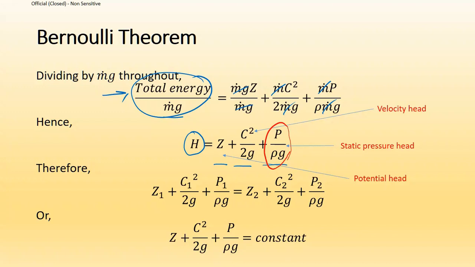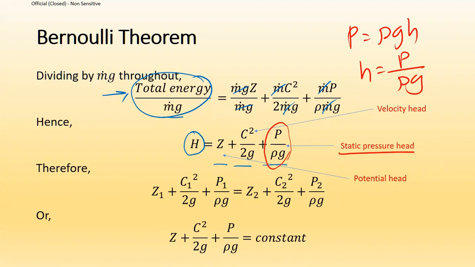P over rho g. Remember, P was rho g h, so h was P over rho g. So in chapter 3, what we actually studied is something called a static pressure head, because if you recall in chapter 3, nothing was moving. Everything was contained in a manometer, in a barometer. Nothing was moving. So the pressure that we measure over there is considered static pressure head.